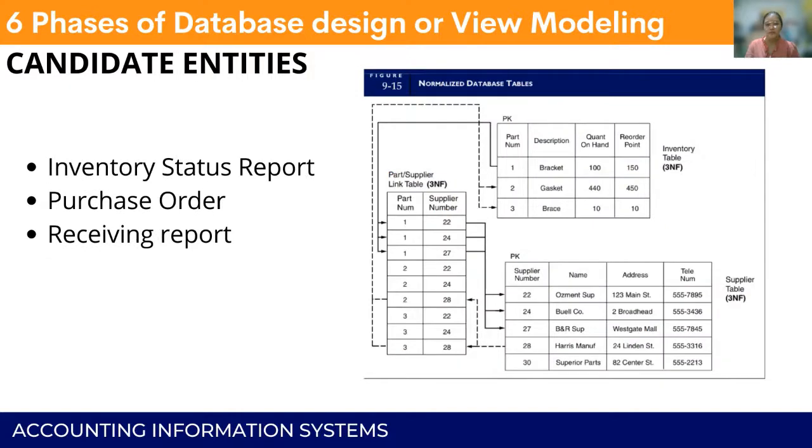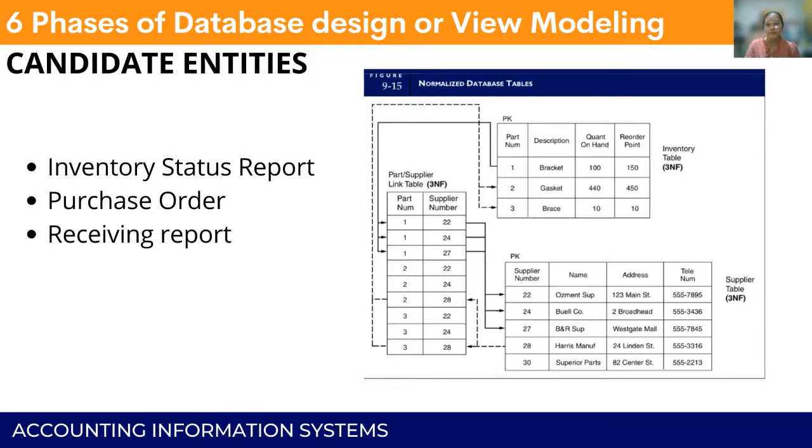Next candidate entity is inventory status report. It is a user view derived from inventory and supplier entities. As you can see in figure 9-15, the normalized database tables, it may contain multiple occurrences, but it is still not considered an entity because it does not satisfy condition 2, for the reason that the view is derived entirely from existing entities and provides no additional data that require a separate entity.